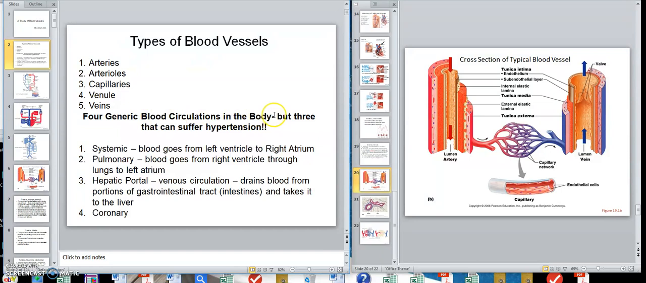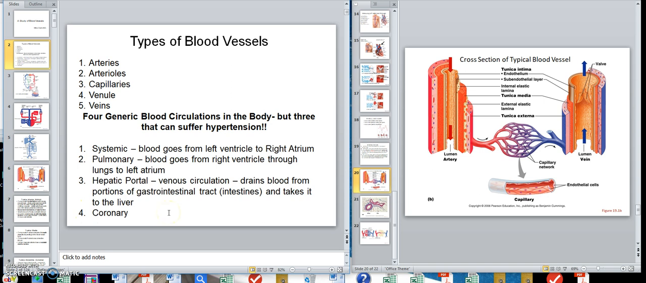We have 4 generic blood circulations, I'm going to say, in the body that can suffer hypertension. The systemic circulation goes from the left ventricle, it does not include the left ventricle, so we start with the aorta, to the right atrium. The pulmonary circulation goes from the right ventricle, which would really be the pulmonary artery, or pulmonary trunk, through the lungs, back to the left atrium through the pulmonary veins. The portal circulation is a venous circulation. The coronary circulation we talked about in the heart, that's the circulation to the heart.